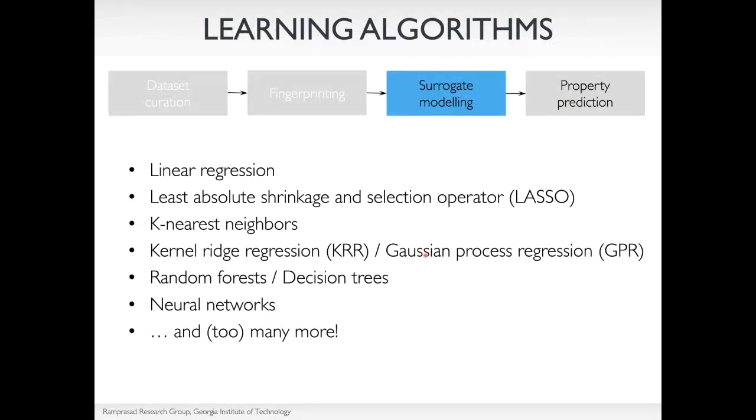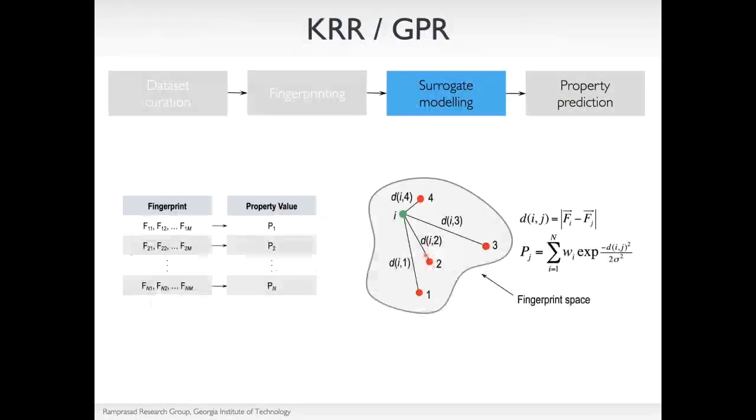And the beauty is that there are also a lot of packages and modules available in the Python or the R programming languages, which you can actually use to do a lot of these things quite effortlessly. Let's talk about kernel ridge regression or Gaussian process regression.